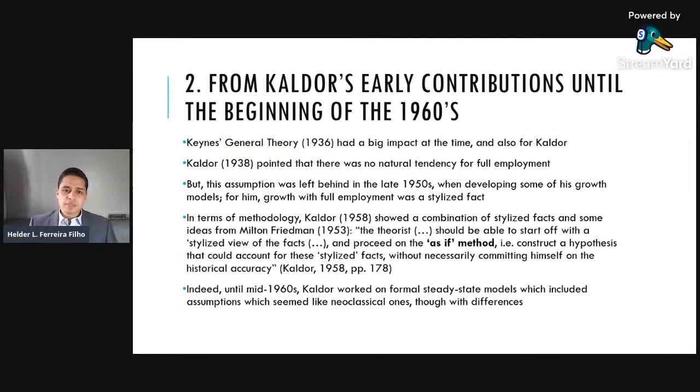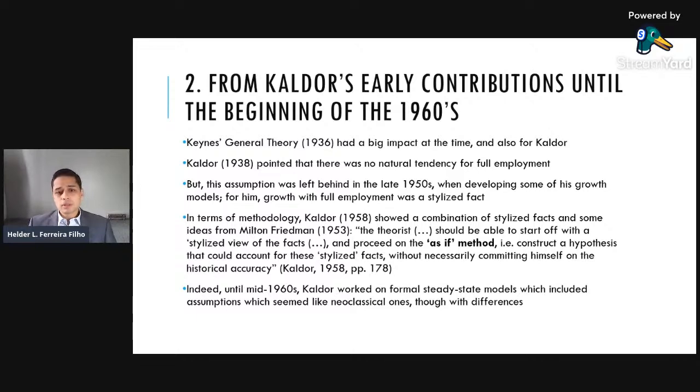Keynes's General Theory of 36, of course, had a big impact at the time, and also for Kaldor. For instance, in his 38 paper, he pointed out there was no natural tendency for full employment. But this assumption was left behind in the late 50s, when he developed some of his growth models. That was because we were living in the golden age, and the economies were booming, and there was actually full employment. So the full employment situation was for him then a stylized fact.